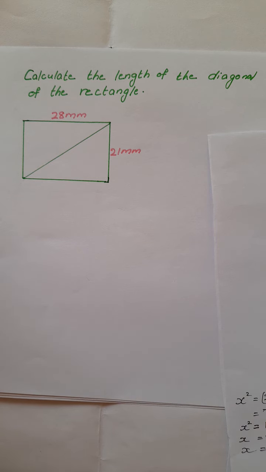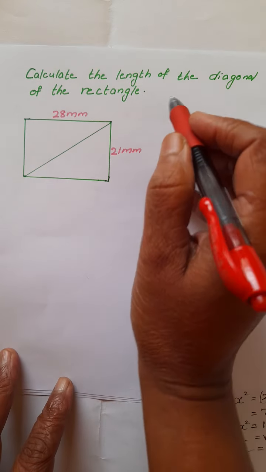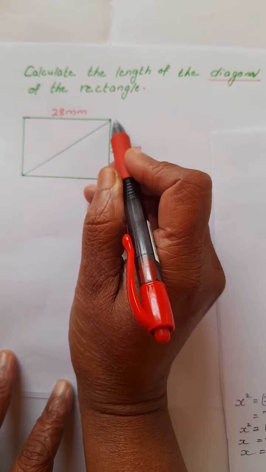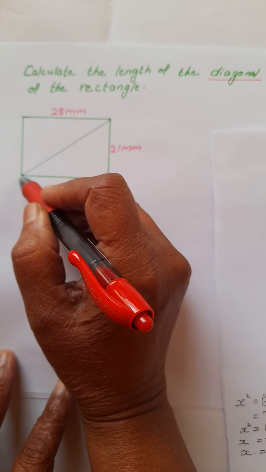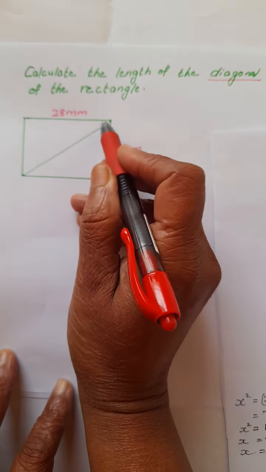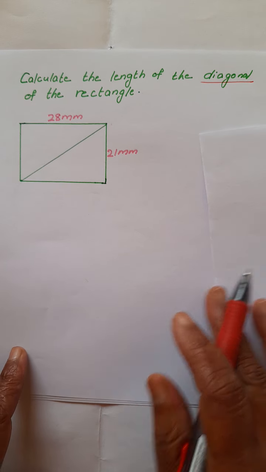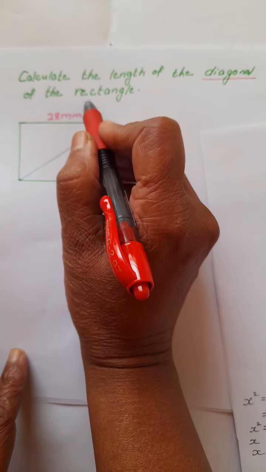Calculate the length of the diagonal of the rectangle. So the diagonal is this line, the line joining the corners, corner to corner, that one across. Then we know it is a rectangle.